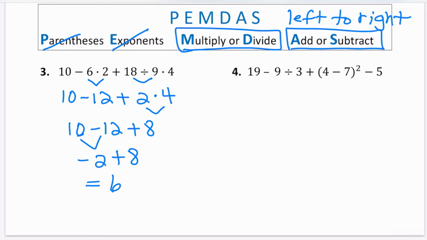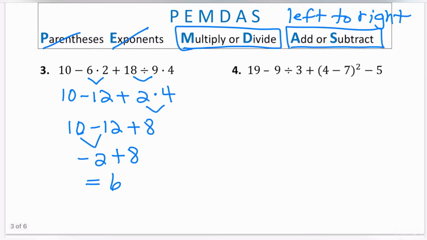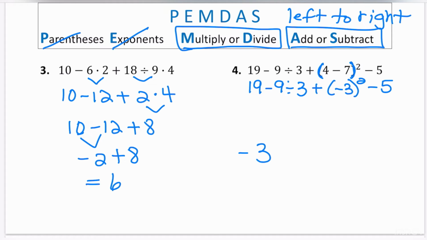Question number 4. We do have parentheses now, so we're going to start with the parentheses. 4 minus 7 is negative 3. So I have negative 3 squared minus 5. Whenever you square a number, whether it's positive or negative, your answer is always going to come out positive. You have to be careful with the calculator that you are using, because there are some calculators that when you enter negative 3 squared, they're going to tell you that it's negative 9.